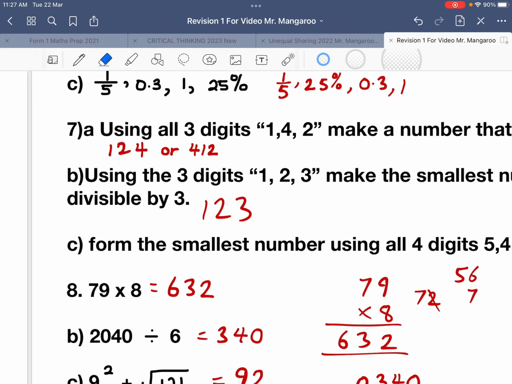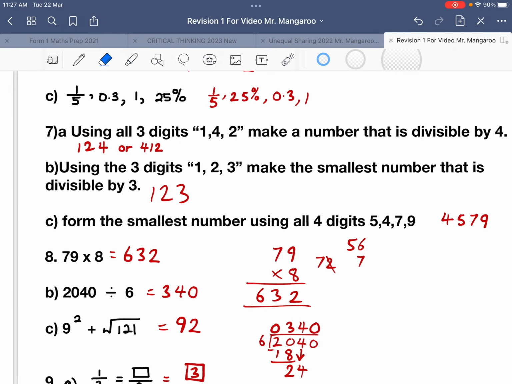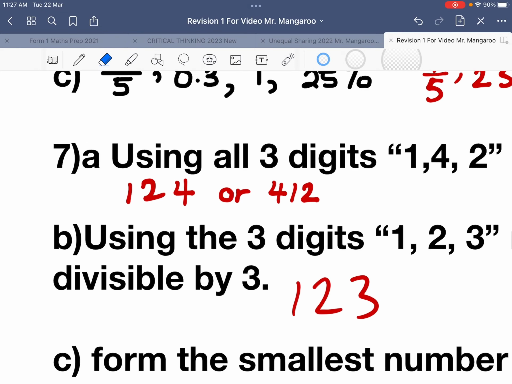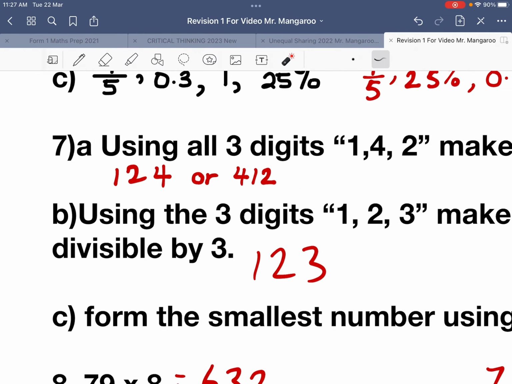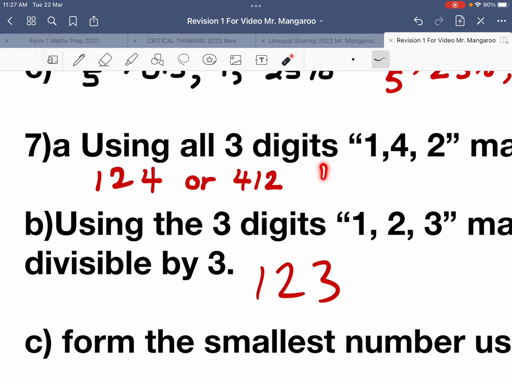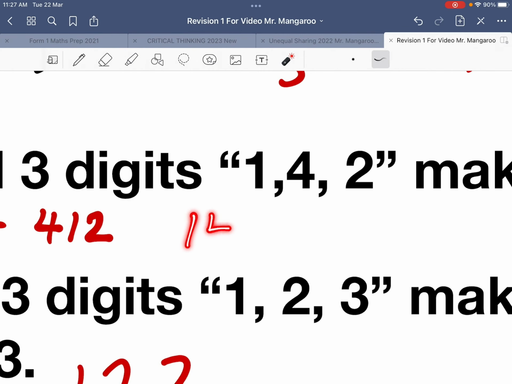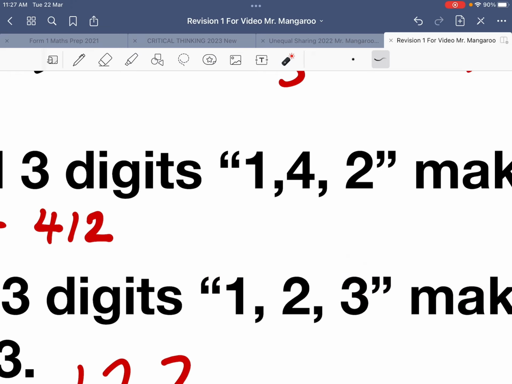Next, using all three digits 1, 4, and 2, make a number that is divisible by 4. So we can do this the long way and try the 3 digits. We can write down 1, 4, and 2 and divide it by 4. Or we can try 1, 2, and 4 divided by 4. 4, 2, 1 divided by 4.